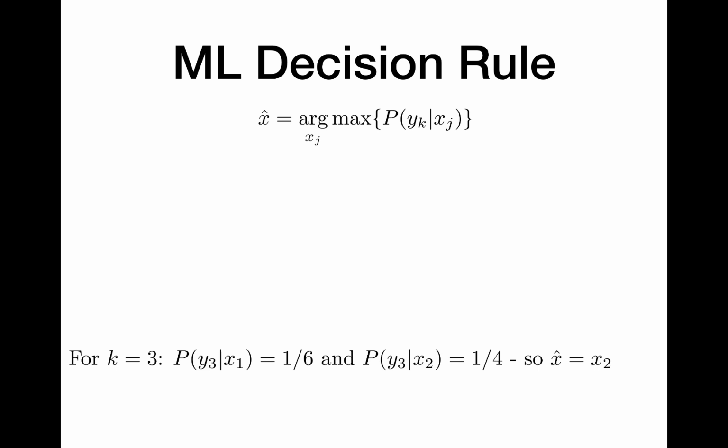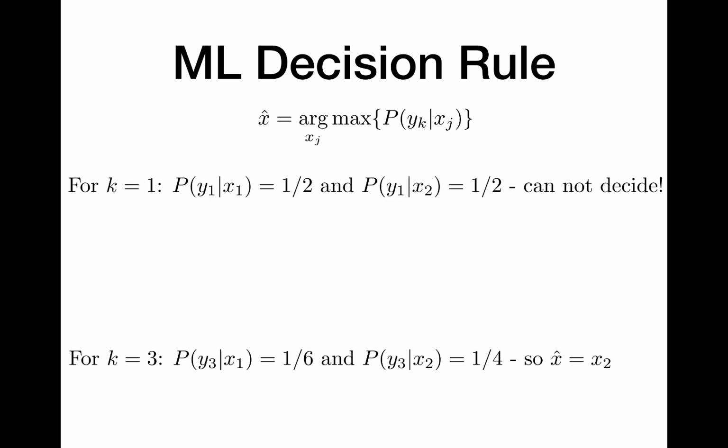So let's do the same exercise again. In this case, for k equal to 1, what is the probability of y1 given x1? That is half. And what is the probability of y1 given x2? That is also half. So again, you cannot decide anything. So this case is same as the first case of the MAP decision rule.